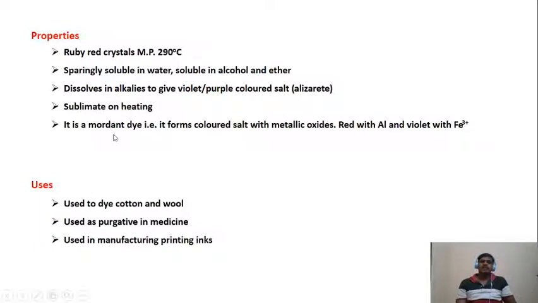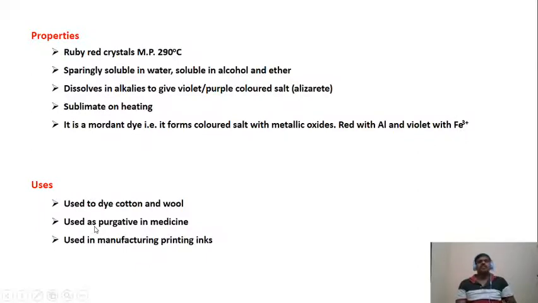And it is a mordant dye. That is, it forms colored salts with metallic oxides. If a dye forms colored salts with metal oxides, such dyes are called mordant dyes. So it gives red with aluminium and gives violet color when treated with Fe3+ ions. When treated with the oxide of aluminum, it shows red color, and it shows violet color when treated with the oxides of iron.